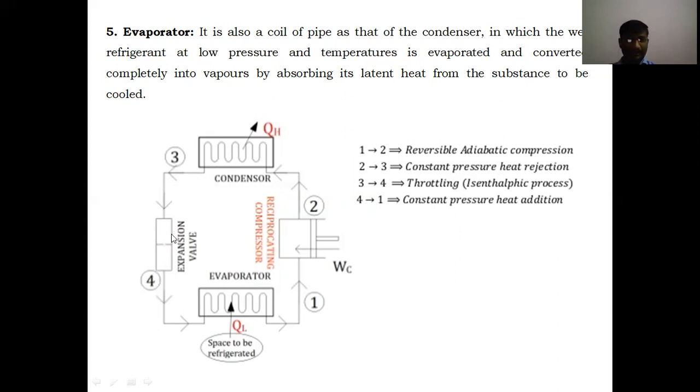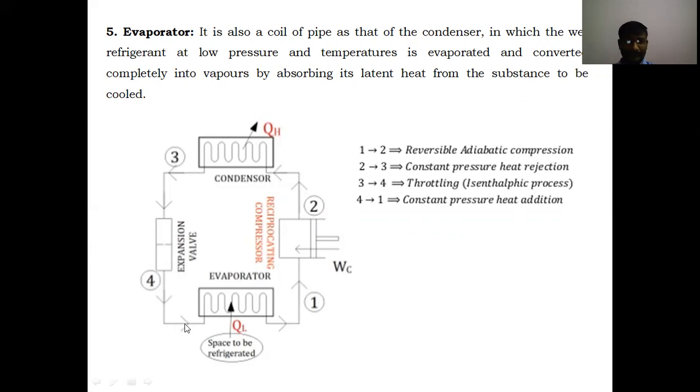Enthalpy remains constant from 3 to 4. So an isenthalpic process takes place in the expansion valve. Clear? Only due to the friction between the expansion valve and the liquid, the pressure drop takes place. As we know, pressure drop due to friction is the major loss. That concept occurs in the expansion valve.